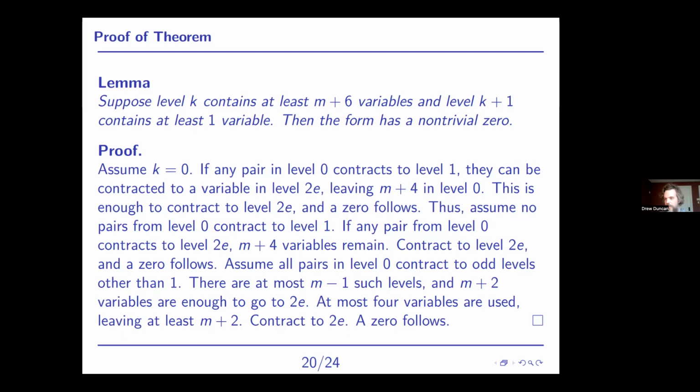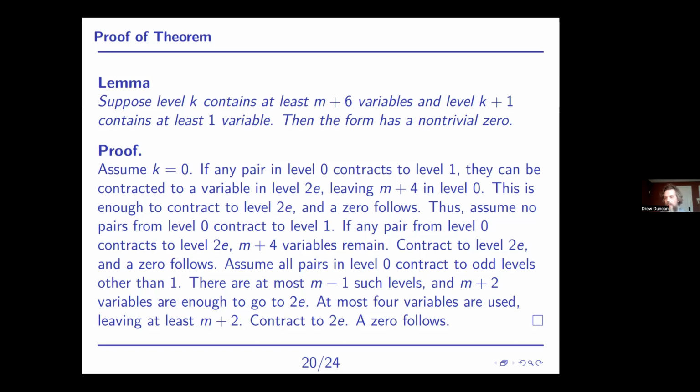So we assume that none of the variables go to level 2e. Now, if a pair contracts to level 1, so just one level up, there's already a variable there. We can perform a contraction, and we know by the previous reasoning that it's going to be free in all the even and odd levels up to 2e. So that'll zip straight up to 2e. We're left with m plus 4 variables in level 0. And again, we can produce another variable in level 2e, and we're done.